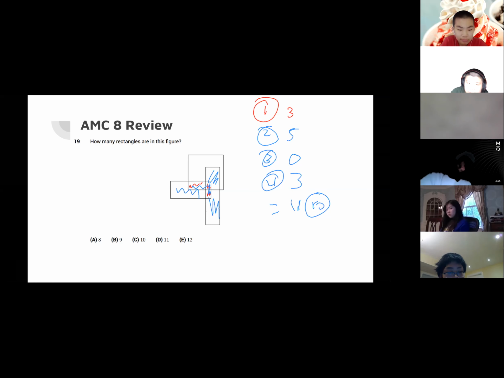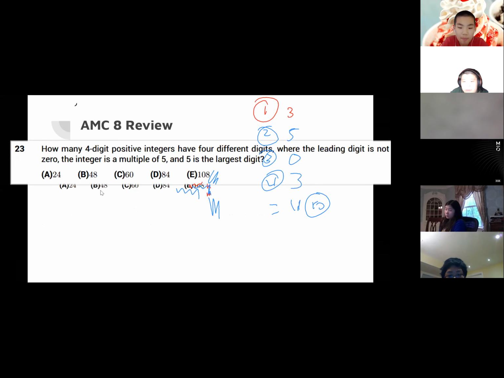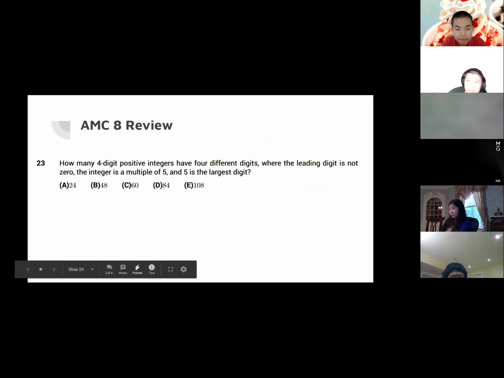Next thing, it was number 20, 23, number 23. Okay, number 23. How many 4-digit positive integers have 4 different digits, where the leading digit is not 0, the integer is a multiple of 5, and 5 is the largest digit?